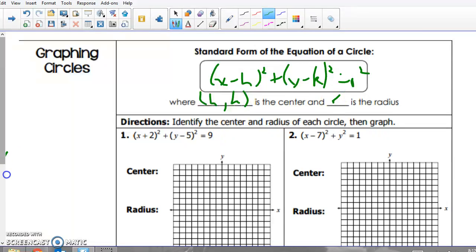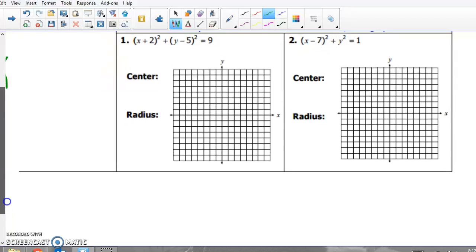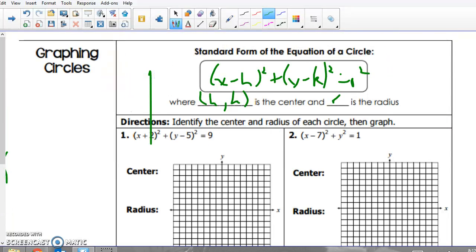Okay, so when we're asked to find the center of this, remember the center is the opposite of these. So this would be my x, so my center would be at -2, comma 5, and my radius would simply be the square root of that, which is 3. So if I'm asked to graph it, I would graph -2, comma 5, and then I would use my radius, 1, 2, 3, in all 4 directions, graph 4 points, and then connect the 4 points. Okay, so go ahead and try number 2.